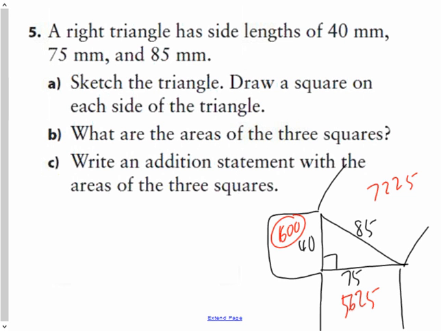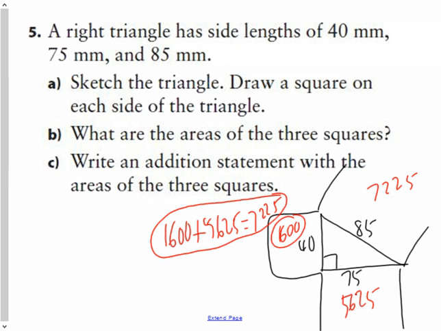7225. So if we add up these two here, so if I take the two of them, 1600 plus 5625 will equal 7225, and it does. There's the addition statement for C. The area of the two squares attached to the legs, or 1600 plus 5625, does equal 7225.